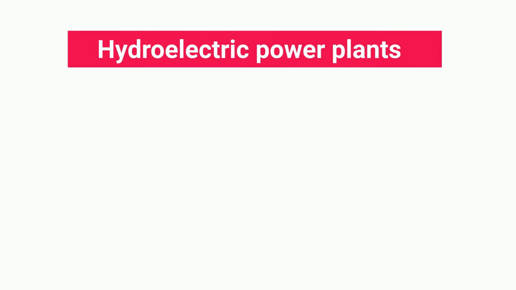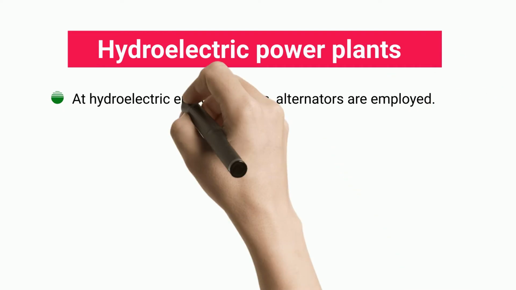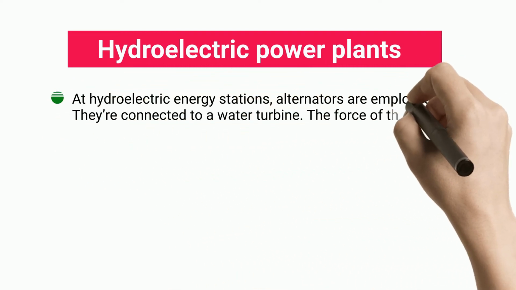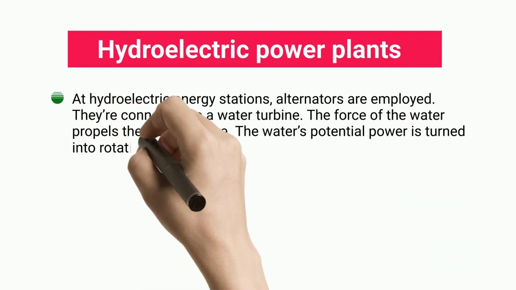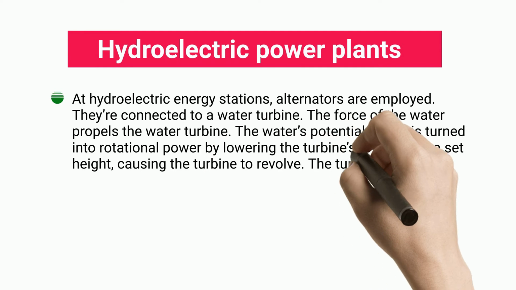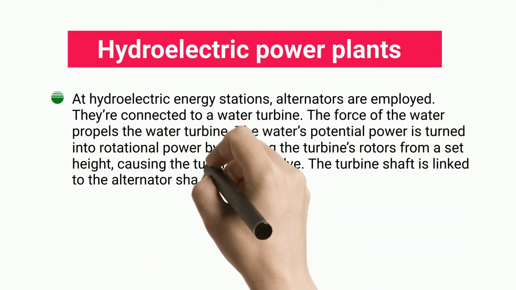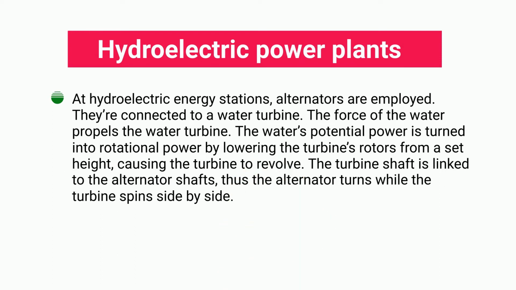Hydroelectric power plants. At hydroelectric power stations, alternators are employed. They are connected to a water turbine. The force of the water propels the water turbine. The water's potential energy is turned into rotational energy by dropping water onto the turbine's rotors from a set height, causing the turbine to revolve. The turbine shaft is linked to the alternator shaft, so the alternator turns while the turbine spins side by side.